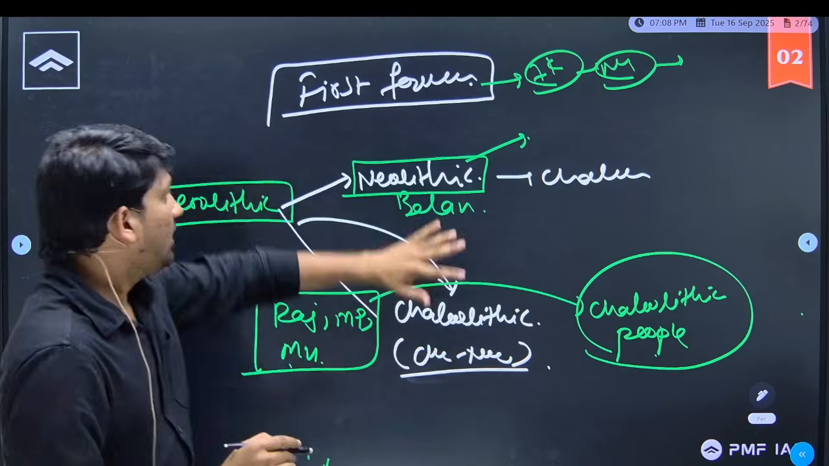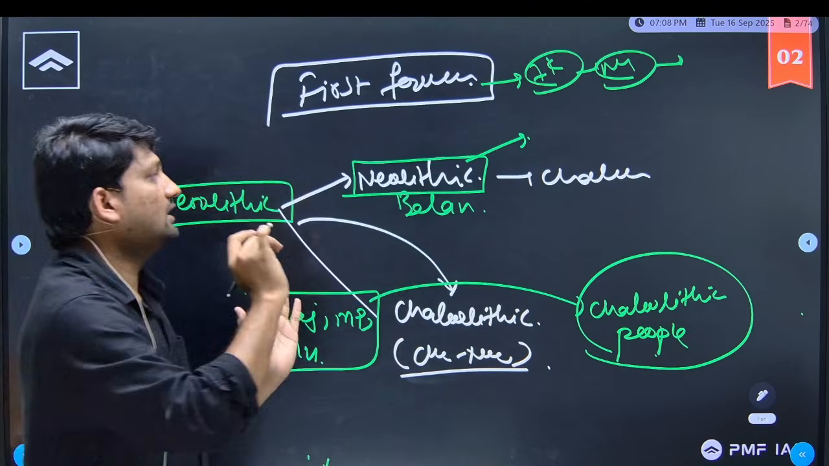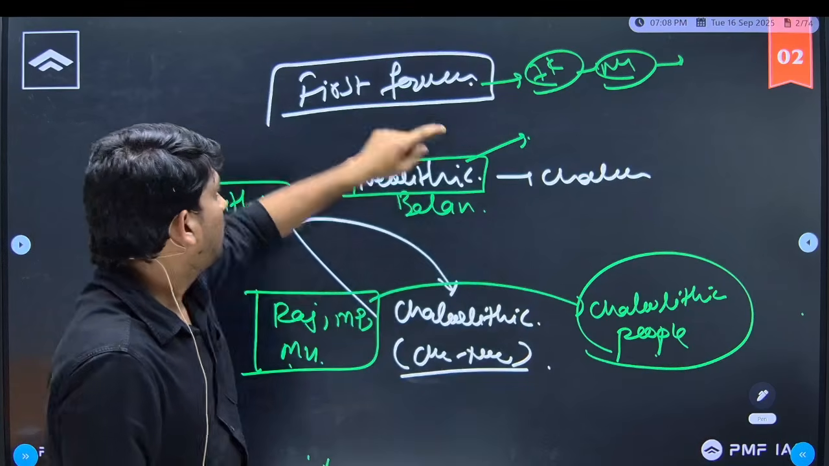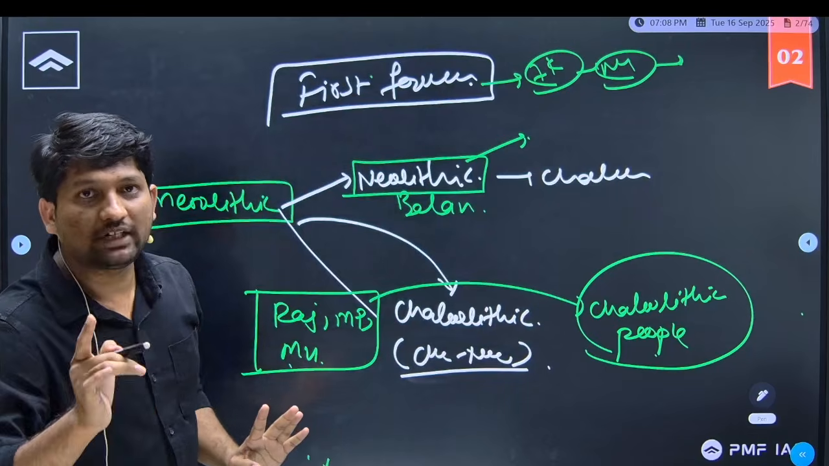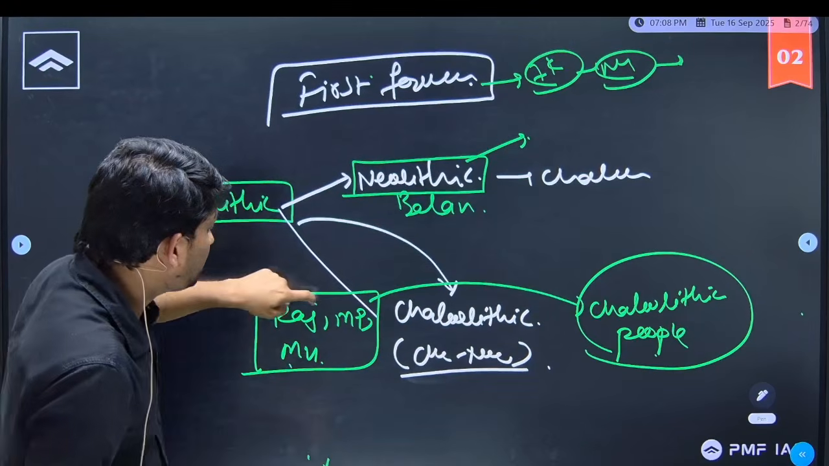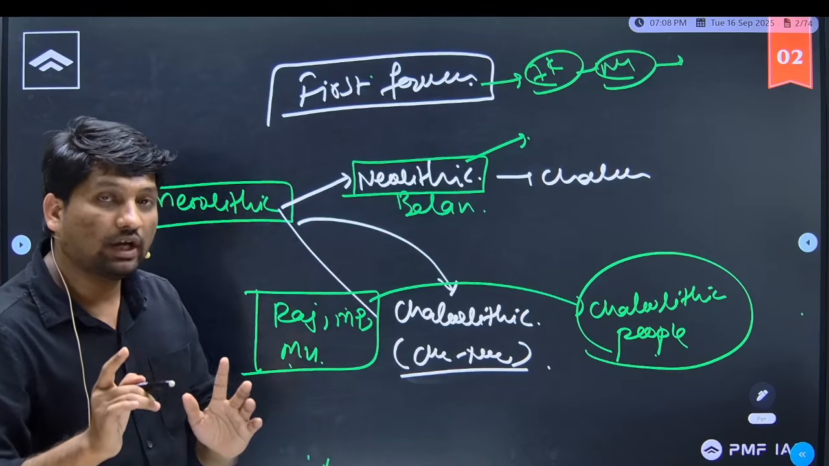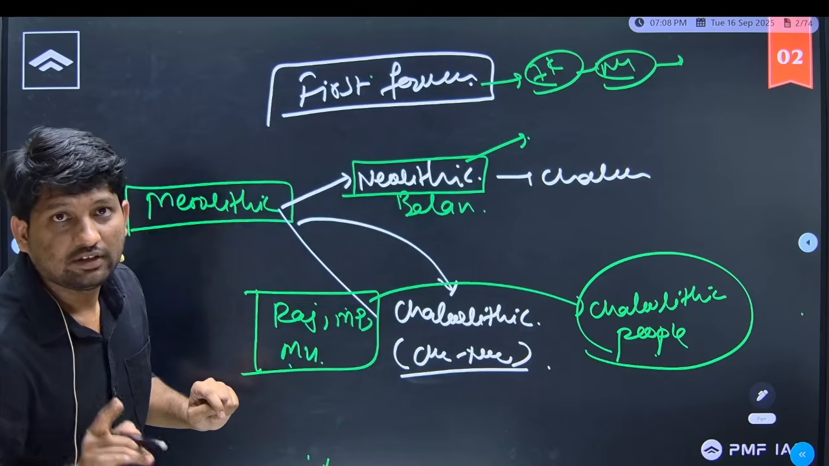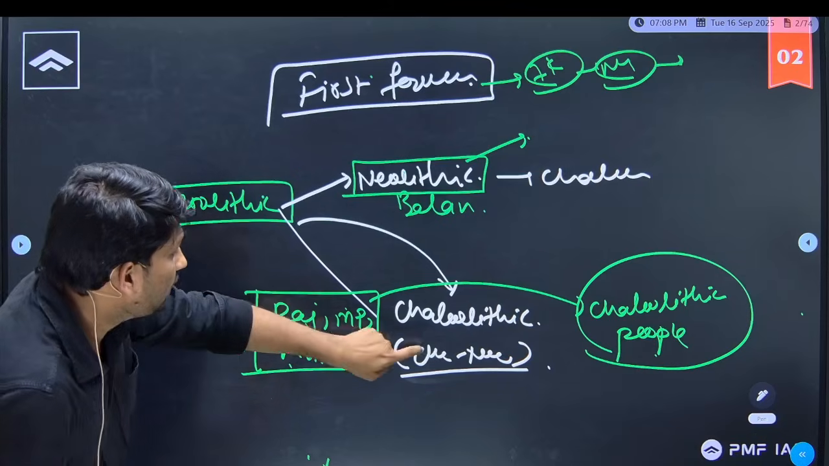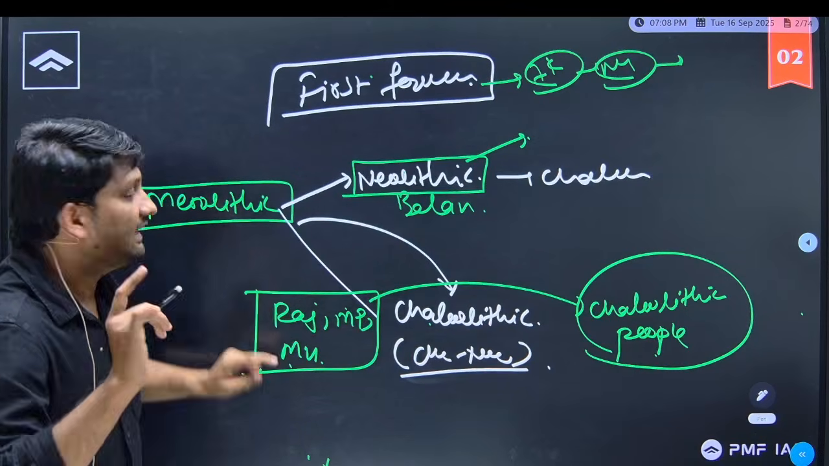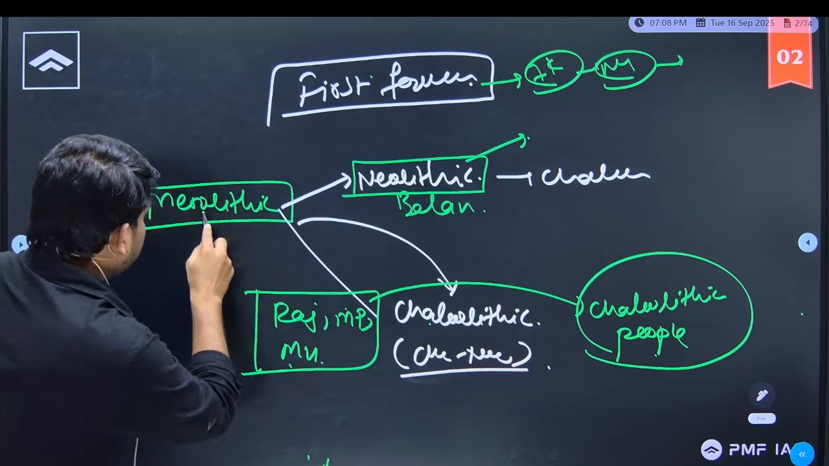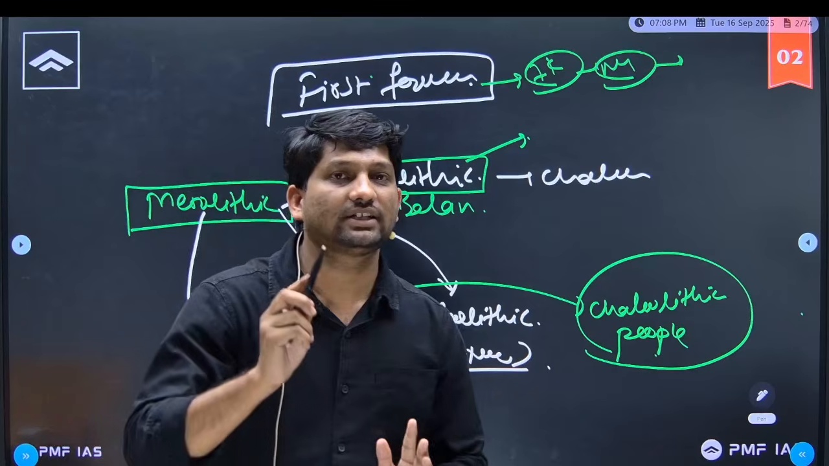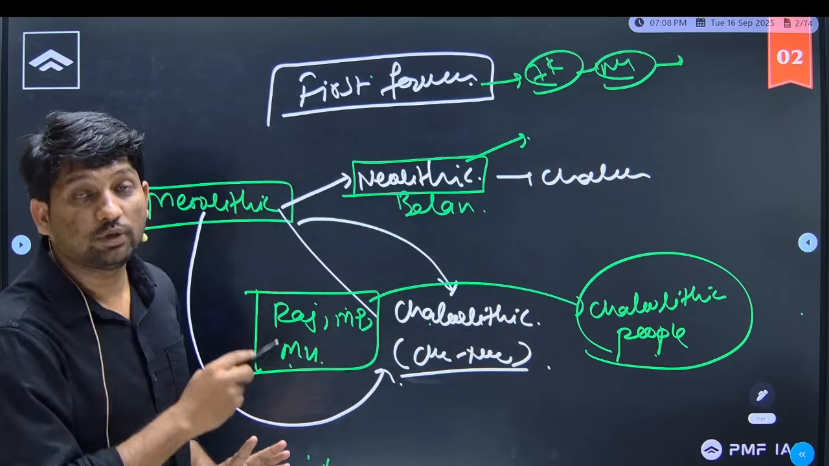So remember, if you face this dilemma, if the question is about India overall, the first farmers were Neolithic people. But if the question is specific to Rajasthan, Madhya Pradesh or Maharashtra, or such a region where there is no pure Neolithic phase, meaning Neolithic and Chalcolithic are combined, that means after the Mesolithic the site directly shows evidence of Chalcolithic culture. In such sites, the first farmers are Chalcolithic people.